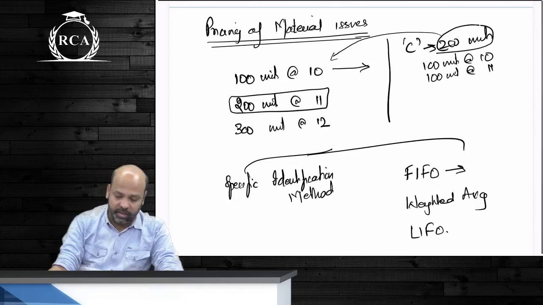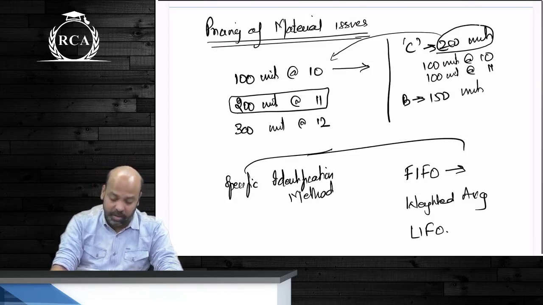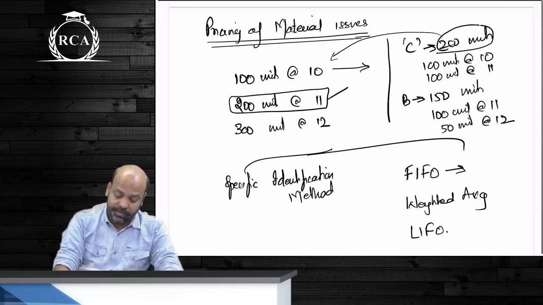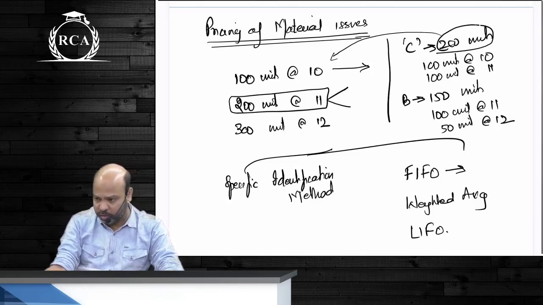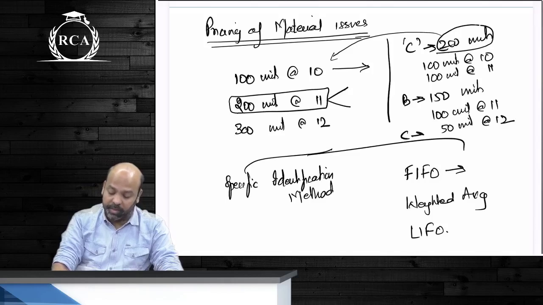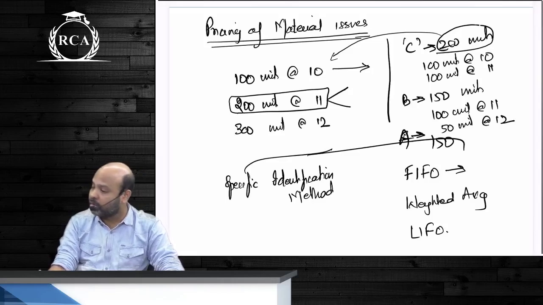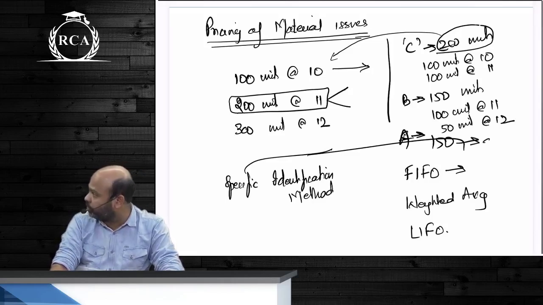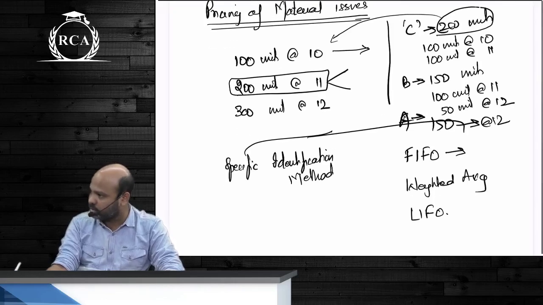Are we understanding this? Then beta, if you use 150 units for product B, 100 units will be out of the 11 rupees purchase. 50 units will be out of the 12 rupees purchase. Of this, 100 units were left, beta, you're going to use them, and the remaining 50 units at 12 rupees. Then let's say beta that you are manufacturing product A for which you need 150 units. All of those 150 units will be at a price of 12 rupees. This is FIFO, first in, first out. Are we clear about this?